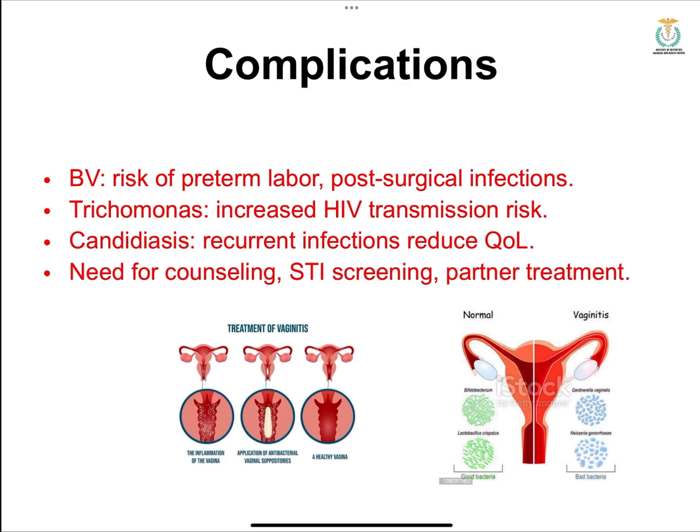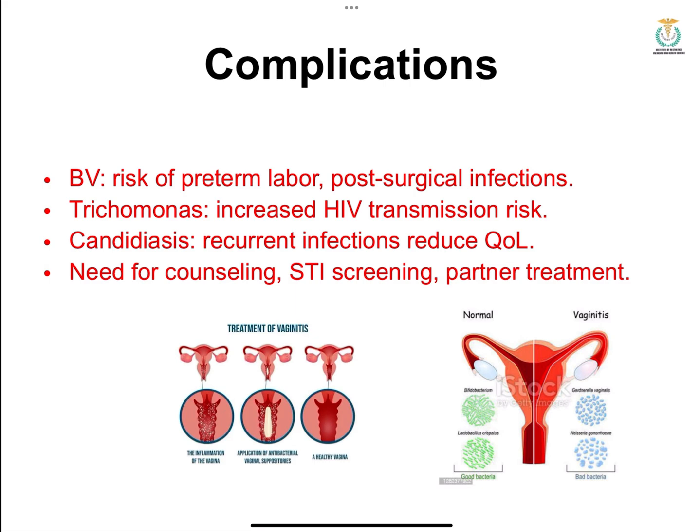Talking about the complications: in bacterial vaginitis, there is a risk of preterm labor and post-surgical infections also. In trichomonas, increased HIV transmission risk is present. In candidiasis, there are recurrent infections which will reduce quality of life. And the need for counseling, STI screening and partner treatment is essential.